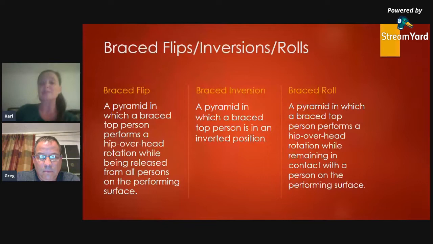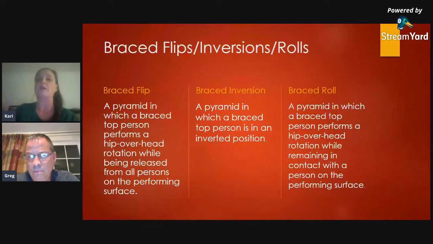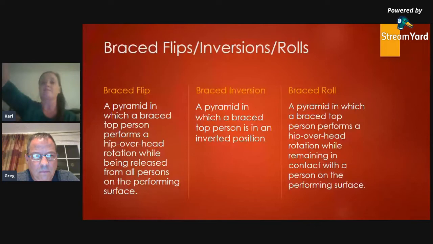And then a braced roll is kind of like those level 3 brace flips, the legal level 3 brace flips if you're coming to us from All-Star. It's a pyramid in which the top person performs hip over head rotation while remaining in contact with the person on the performing surface. So this is a non-release transition, and that's different from a braced flip. If you look back at braced flip, it says while being released. A braced roll is non-release. They're remaining in contact with someone on the performing surface while doing that quote-unquote flip. It's kind of like when they lay on their back and the base grabs their foot and pulls them around while they're connected to another flyer.